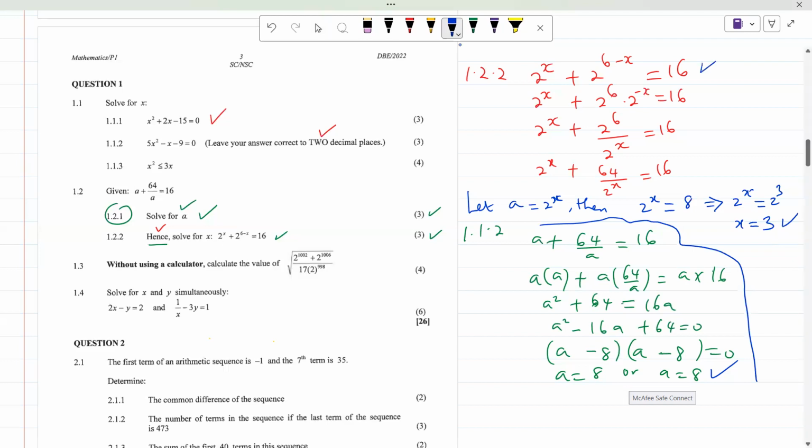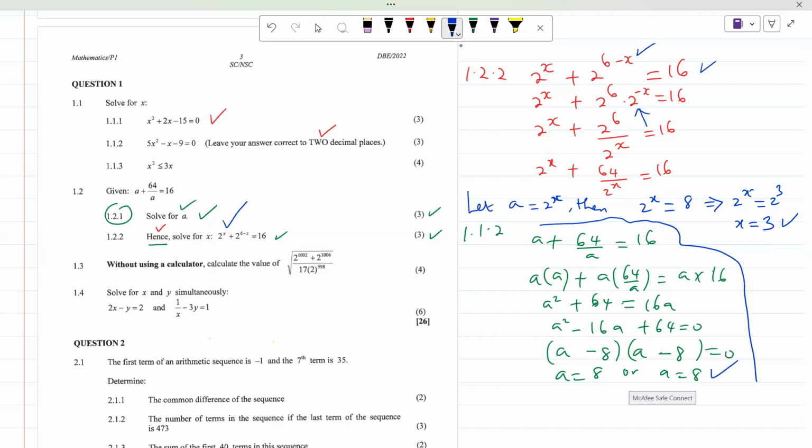Right. Remember that the question came from here. It is actual question 1.2.2, which is 2 to the power x plus 2 to the power 6 minus x is equal to 16. So I've copied the question in red, first step. Then I realized that I had 2 to the power 6 minus x. I broke it down to 2 to the power 6 by 2 to the power minus x equals 16. Then you have 2 to the power x plus 2 to the power 6, and then you divide by 2 to the power x because of the negative exponent, equals 16.